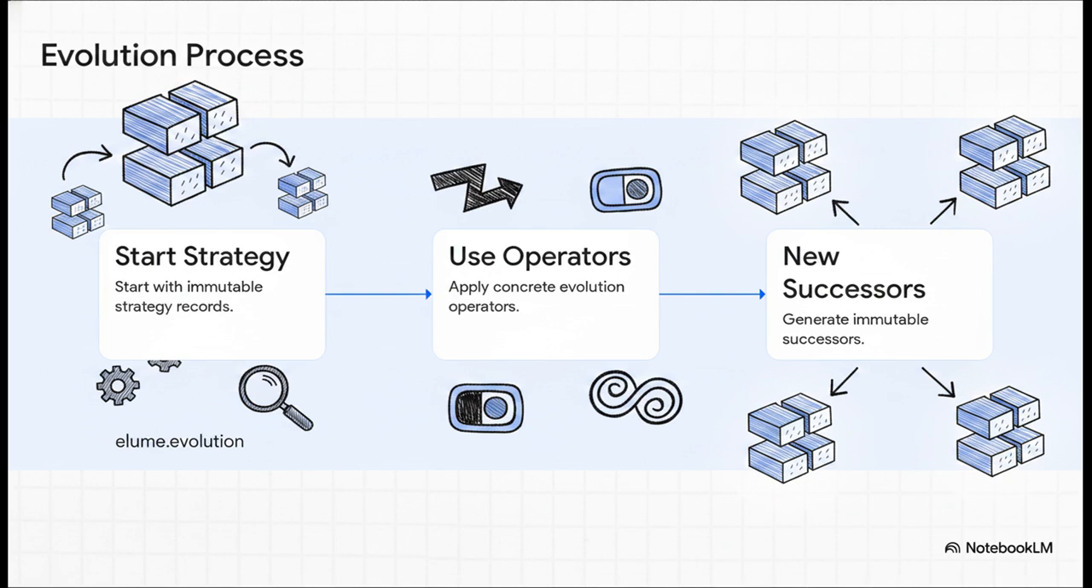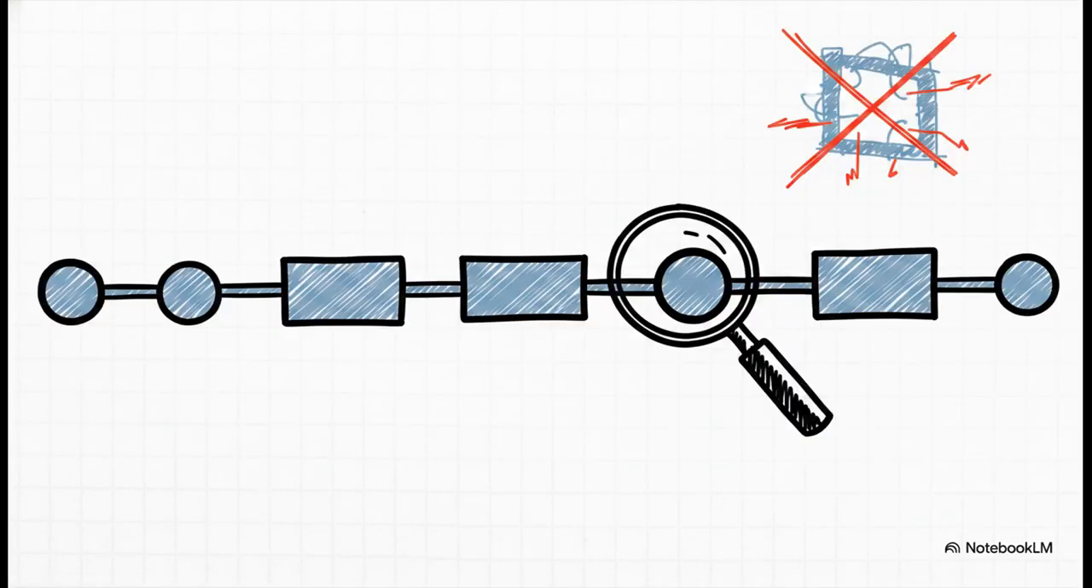And then, the real magic happens in step 3. Instead of overwriting the old strategy, Elume generates entirely new immutable successors. This highlights the core mantra of the system: lineage over mutation. Because Elume strictly forces the generation of unchangeable records, instead of tweaking data in place, it prioritizes lineage above all else. It maintains a complete, unbroken evolutionary history. You will always know exactly how, why, and when your agent's memory strategy adapted.